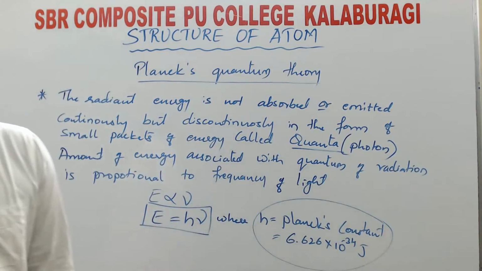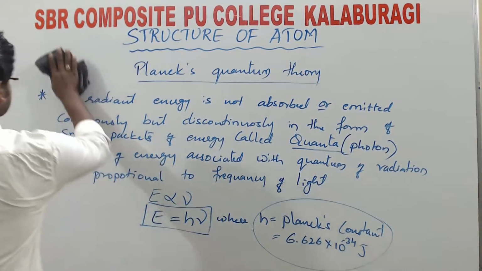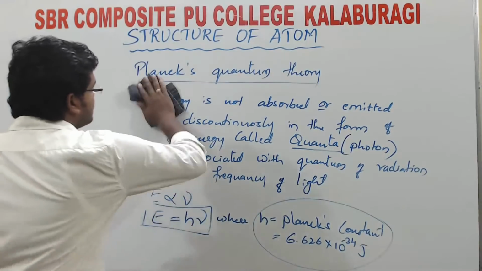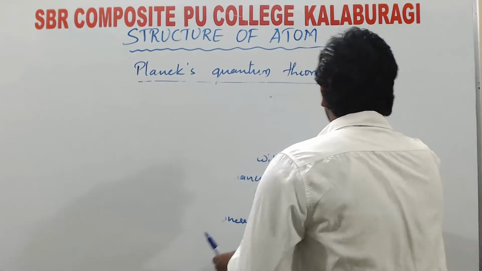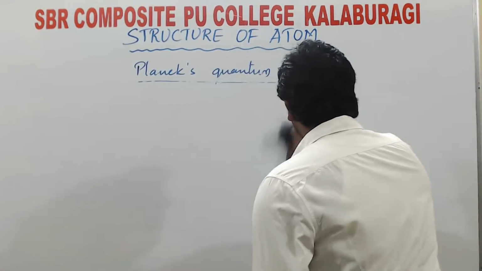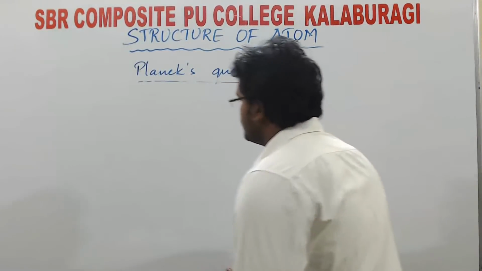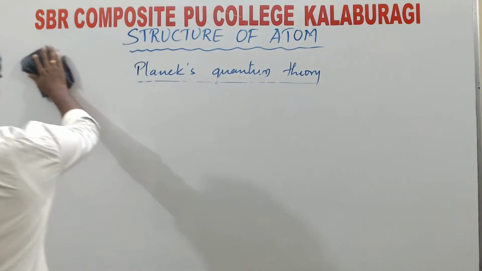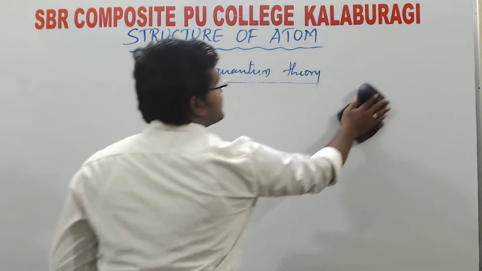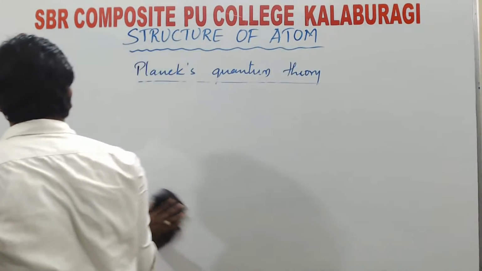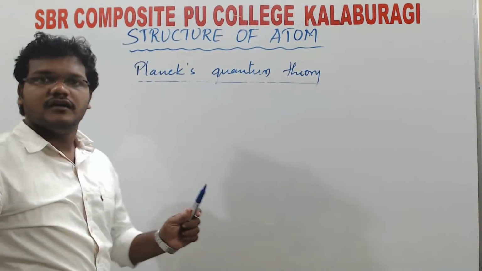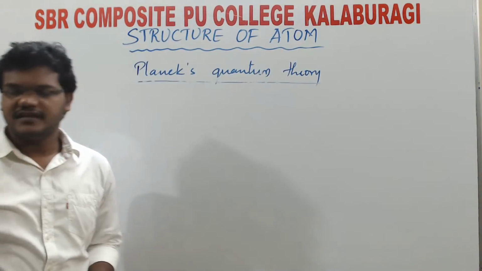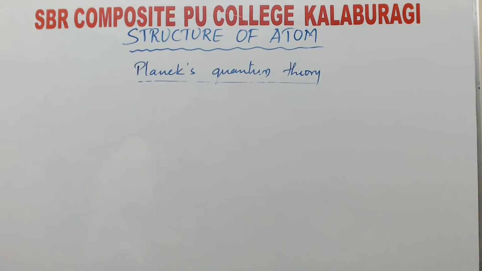Okay, so this is the second. We'll go for the third. Before that, I'll rub these two. We'll go for the third postulate of Planck's quantum theory. Remember the value of this Planck's constant too. It is needed in numericals. I will give you homework today, so as to solve the numericals. Numericals are homework. Clear?